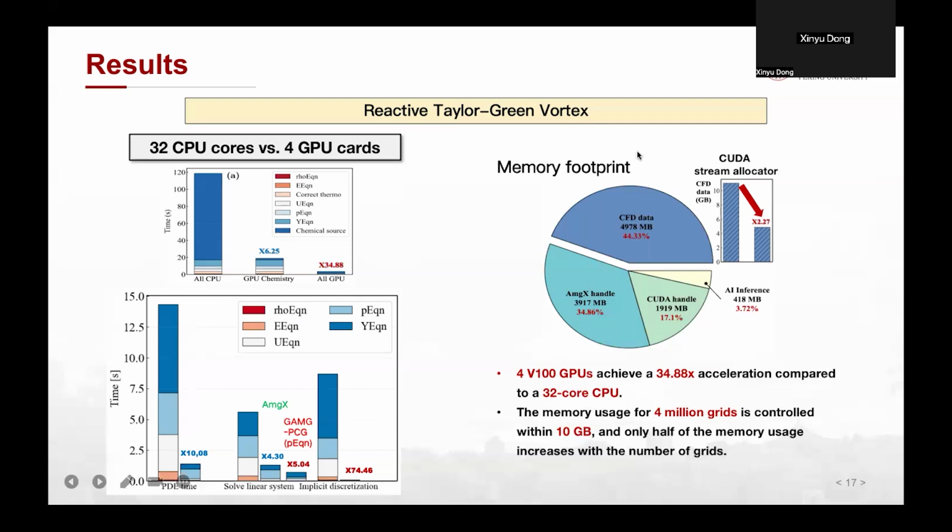And here is the memory footprint. It can be seen that the memory usage for 4 million grids is controlled within 10 GB, and only half of the memory usage increases with the number of grids. Additionally, it can be seen that with the use of the CUDA stream allocator, the memory footprint of the safety data gets reduced by 2.27 times.